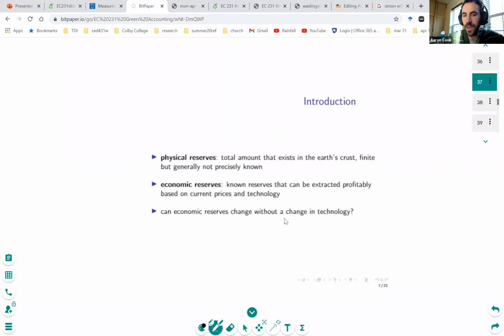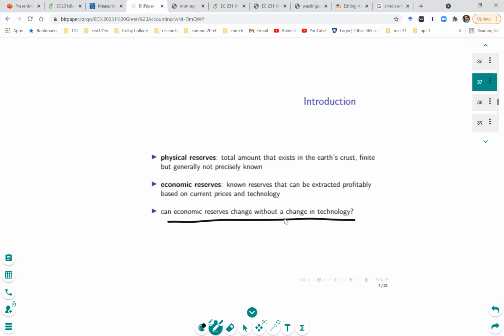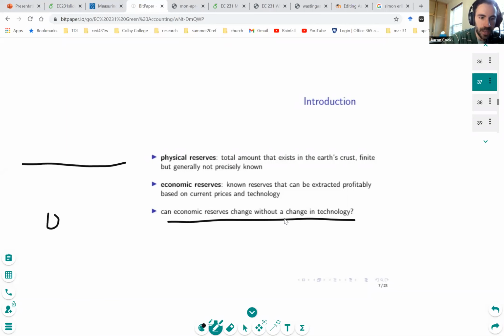Sarah, you had mentioned that we have technology that can develop and advance, and that can lead to an expansion of the effective reserves that we have access to. I guess the next question I have is, is it possible that reserves can change even without a change in technology? If there's a change in the profitability of the reserve, potentially. Yeah, exactly. So if you think about the ground, maybe the surface of the ground is here. We have some stocks of minerals, and some of them are deeper in the earth. Some of them are shallower.